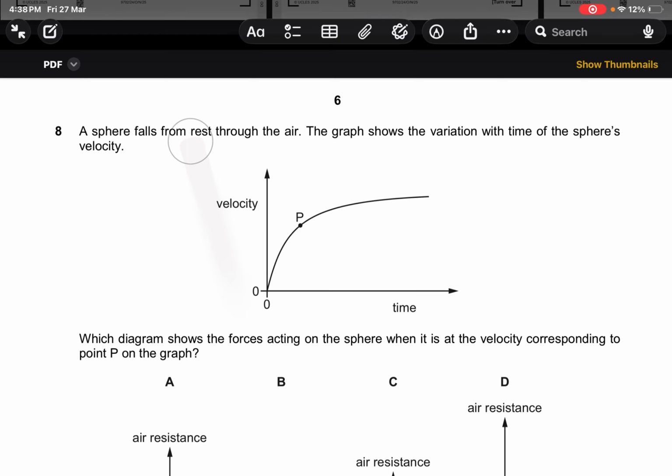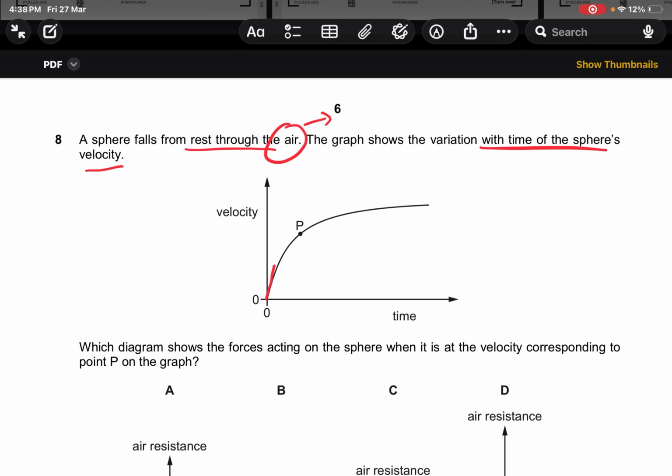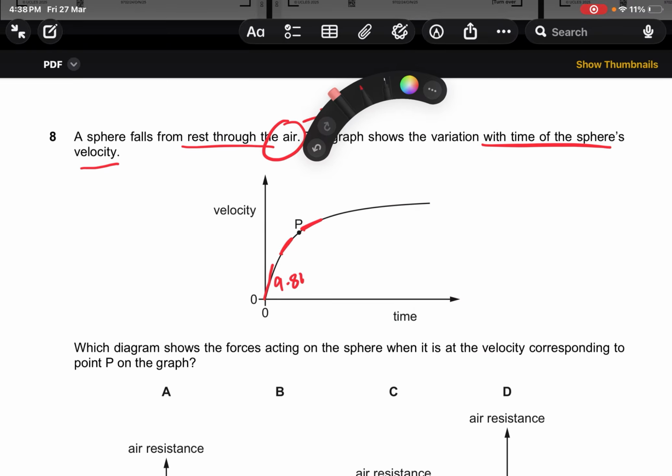A sphere falls vertically from rest through air. Through air means that air resistance is going to be considered. The graph shows the variation with time of the sphere's velocity. So the initial gradient is going to be 9.81. Since air resistance is going to then act, because the velocity is going to increase, the gradient is going to decrease because the resultant force is going to be decreasing. And then eventually the gradient becomes 0 because the acceleration of the object is going to become 0. Okay, done.